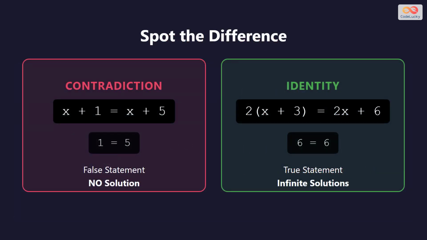Be careful not to confuse a contradiction with an identity. In a contradiction, the variables cancel out and you get a false statement, like 1 equals 5. That means no solution. In an identity, the variables cancel out but you get a true statement, like 6 equals 6. That means infinite solutions.